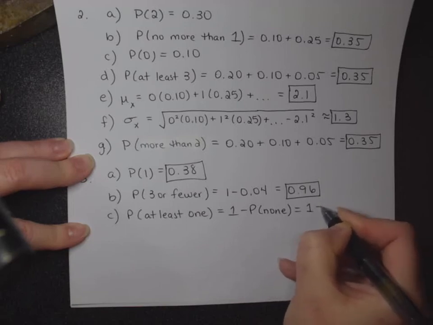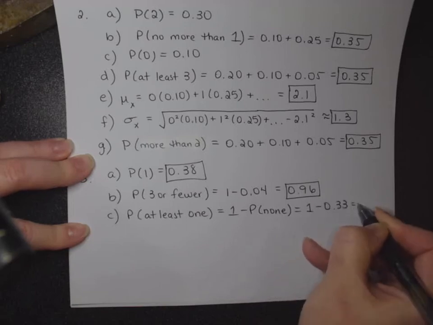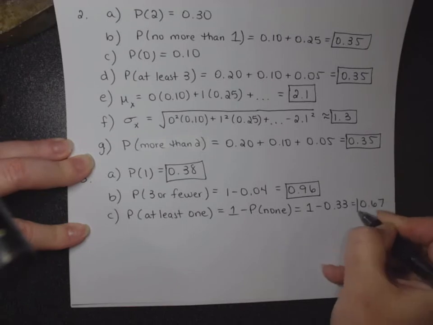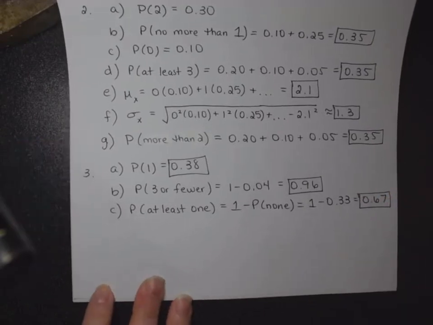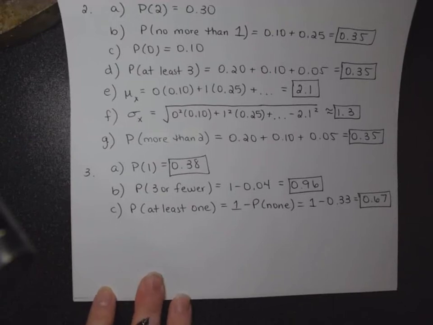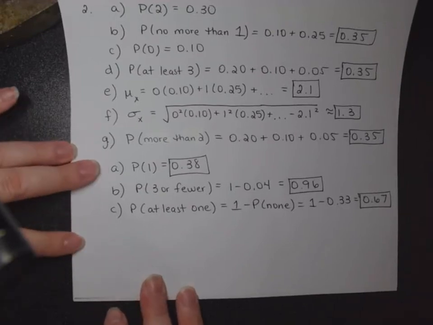So that's going to be 1 minus 0.33, or 0.67. Notice on a list like this that's short, you wouldn't have to do it that way. But if you had like 20 values, you're definitely going to want to use that at least 1 trick, so you're not having to add all those up.